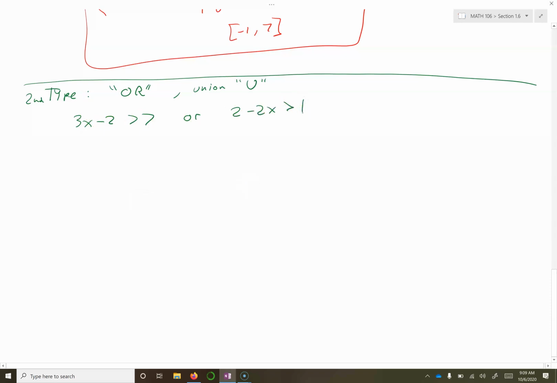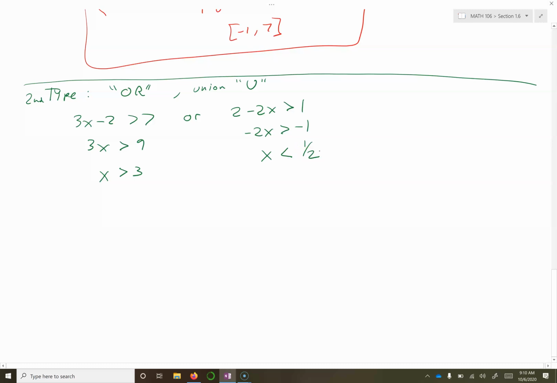So these are pretty simple to solve. I'll have 3x is greater than 9, so x is greater than 3. That's one of them. And then -2x is greater than 1 minus 2, so -1. So x is, now I have to flip, right, because I'm dividing by -2. X is less than 1/2.